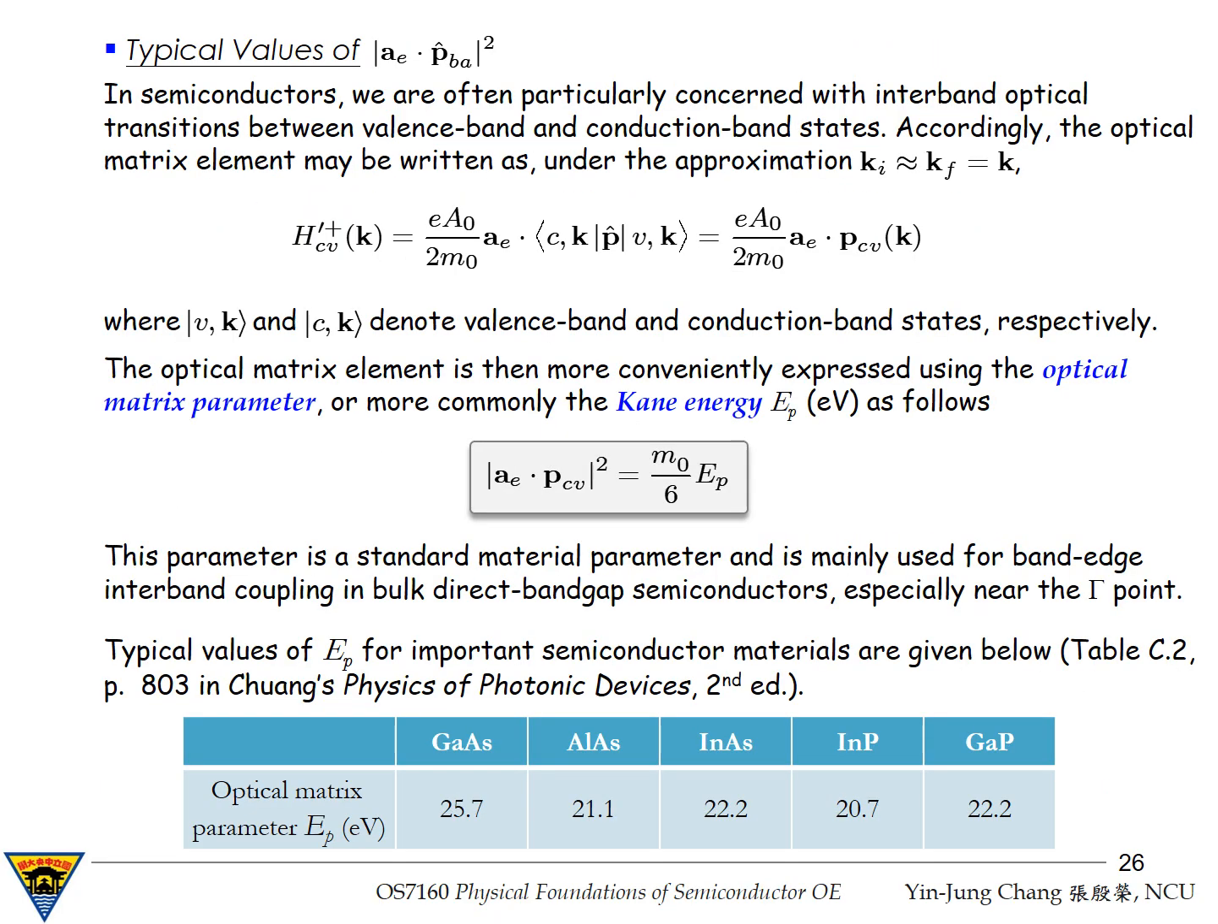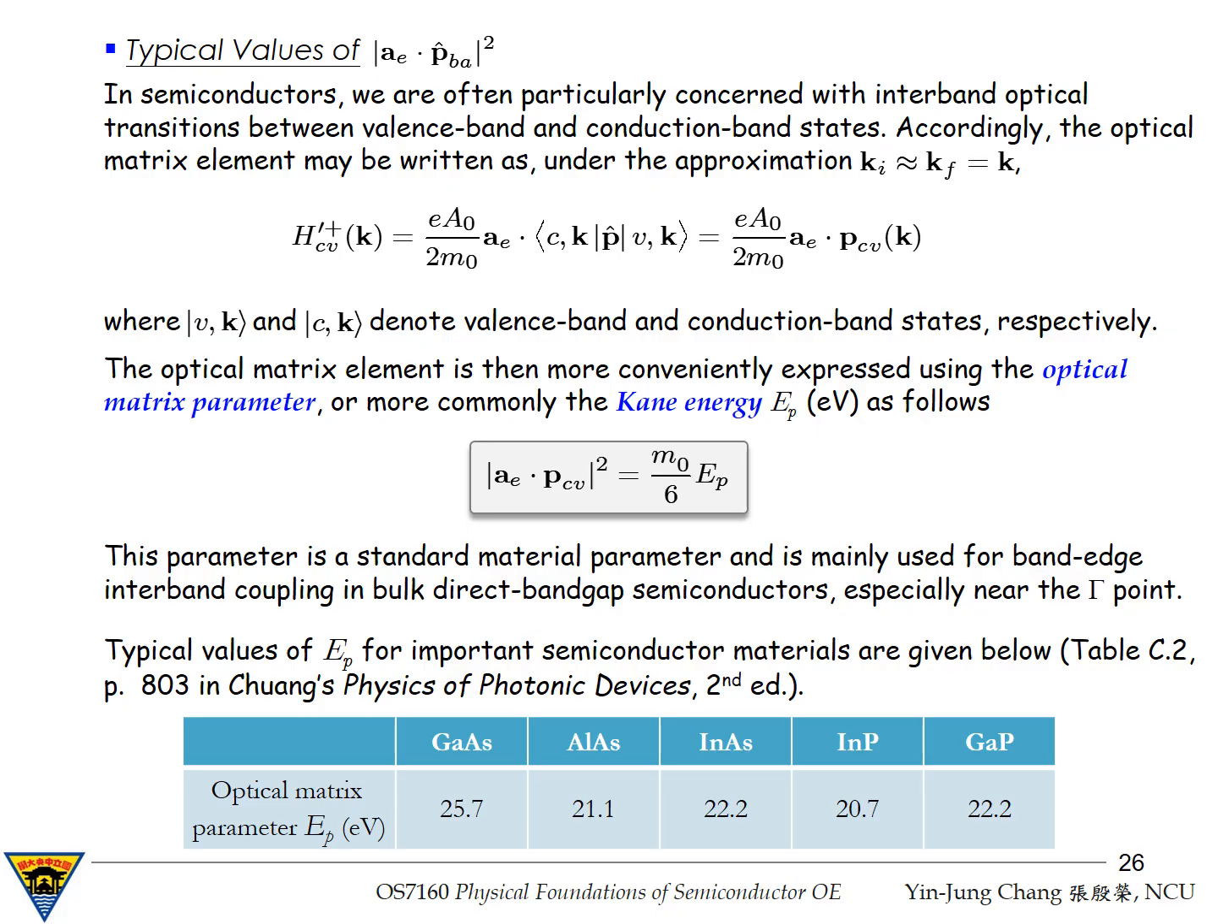On this slide, I would like to introduce a very useful material parameter for describing interband optical transitions in semiconductors. This parameter is called the optical matrix parameter, or more commonly, the K energy, denoted by E sub P. In the previous discussion, we derived the electron-photon interaction Hamiltonian and showed that under the usual dipole approximation, the relevant optical matrix element contains the momentum operator P hat.